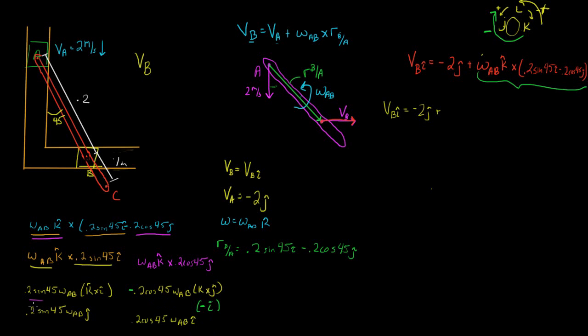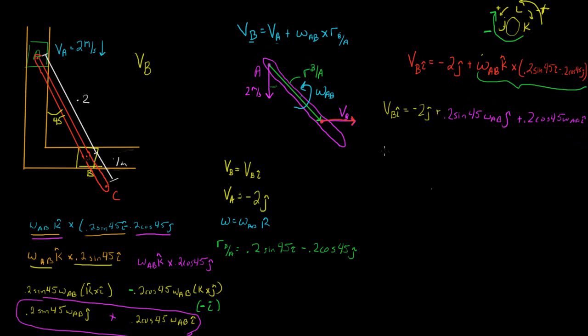Now this is our answer for the cross product, and there's a plus sign in between. So we can just simply put this back into this equation. So we're going to have 0.2 times the sine of 45 omega AB j plus 0.2 times the cosine of 45 omega AB I. Now that we have this equation in terms of i's and j's, we can equate all our I components and equate all our j components.